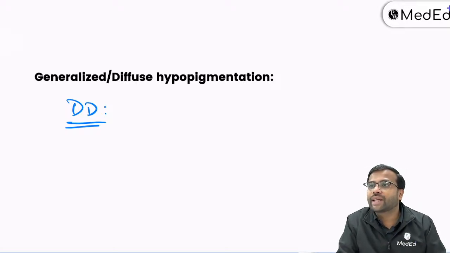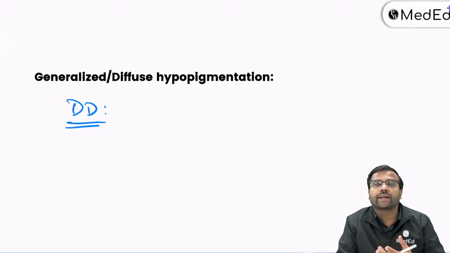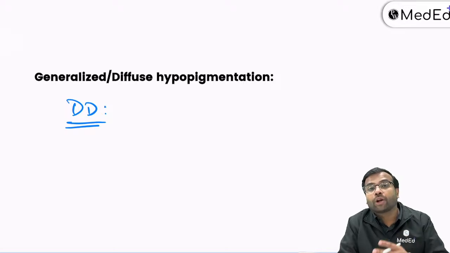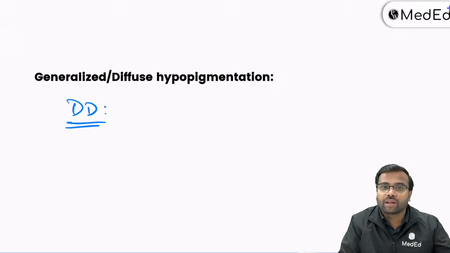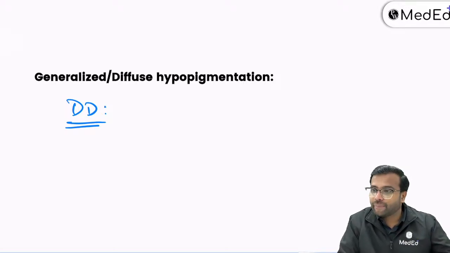So can we have the name of that disease once again? Let me give you a clue: it is an autosomal recessive disease where melanogenesis is not happening. Okay? Yeah. So that is going to be albinism.